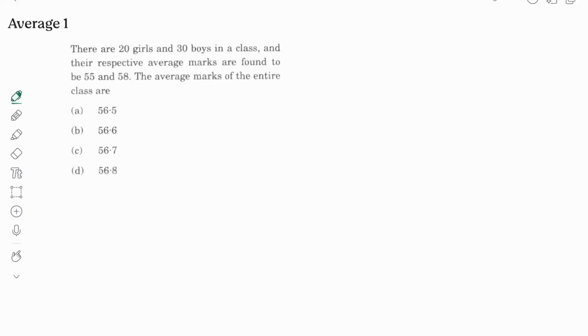Welcome to this session on averages. Averages is a very important topic, and there are two ways we solve questions on averages. So I'll start with an example and we'll be able to understand then how those two methods can be adopted.